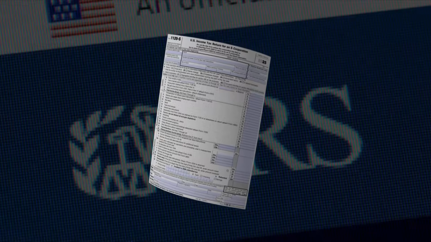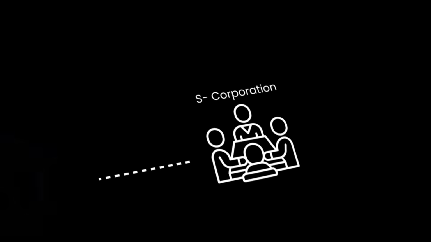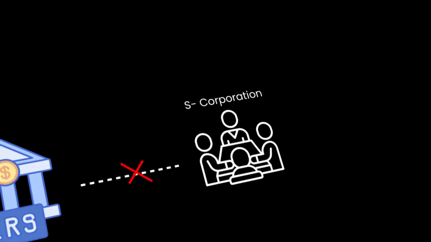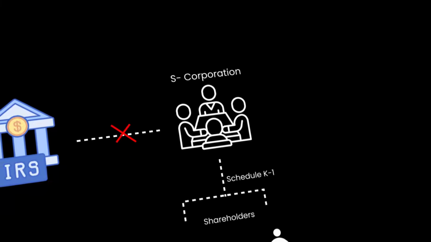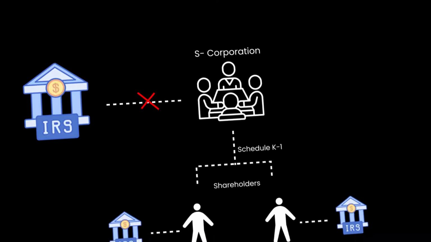Form 1120-S is the official IRS return used by S corporations to report income, deductions, credits, and other financial details. Instead of paying federal income tax at the corporate level, an S corporation passes its profits or losses to shareholders through Schedule K-1, who report them on their individual tax returns.